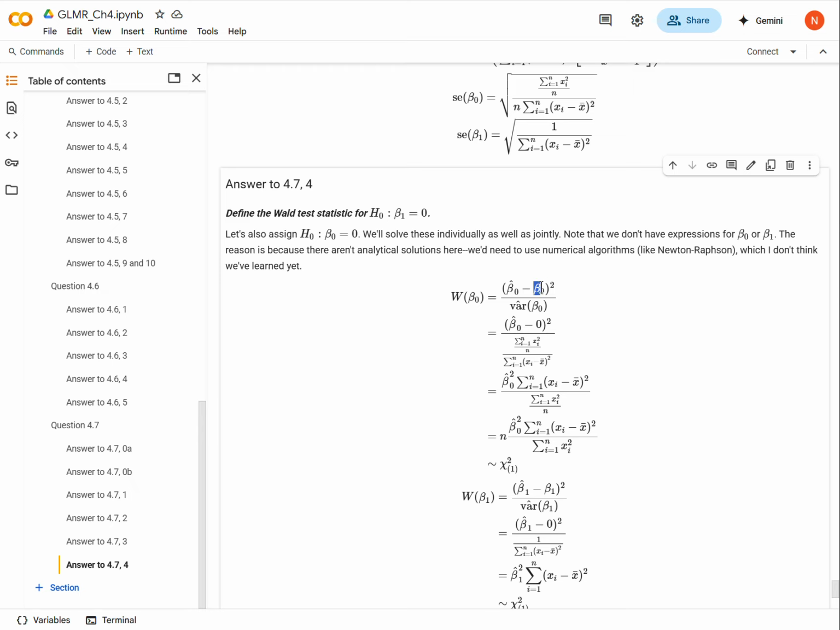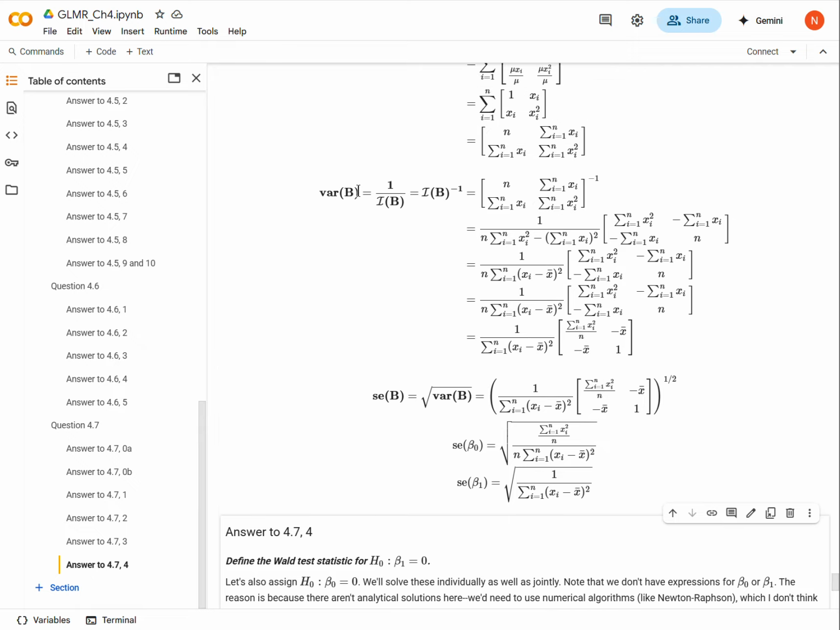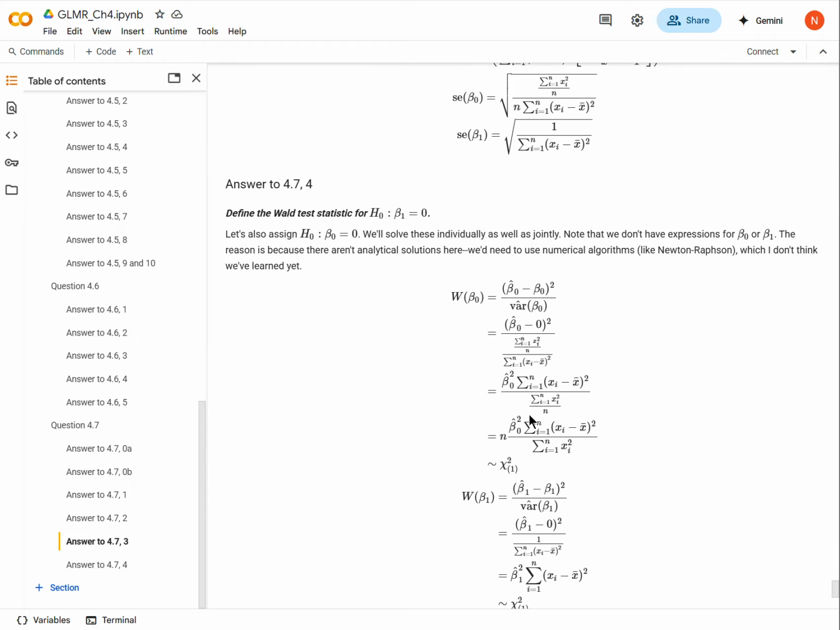I really should find a better way to denote that, but this is my null hypothesis right here. And it's 0, so I can just get rid of it. And the variance for beta naught we already saw is this times that right there. So we push through, and we get this final expression right here.